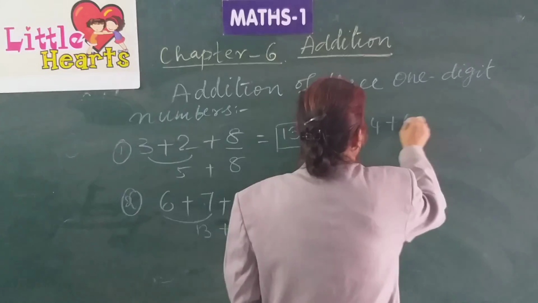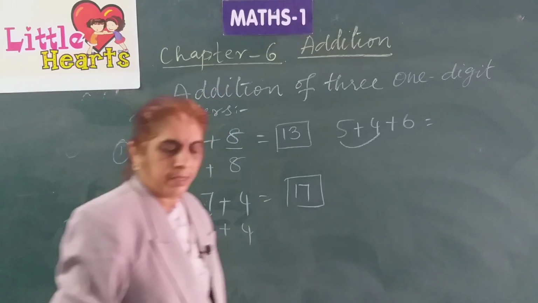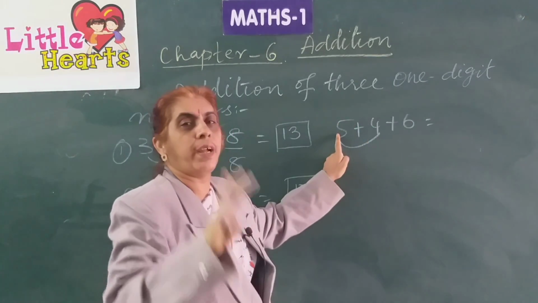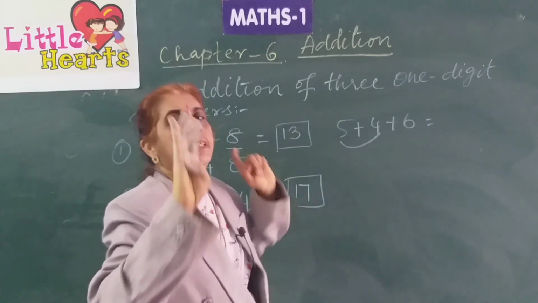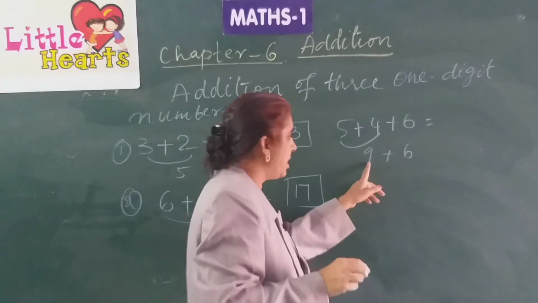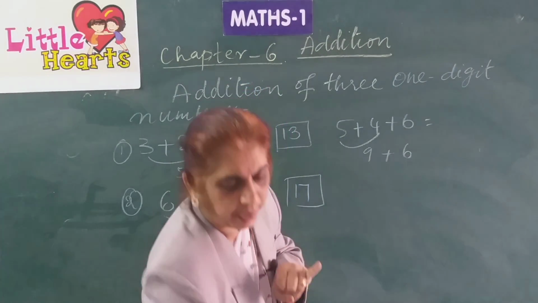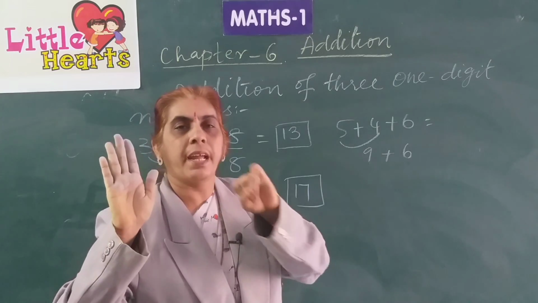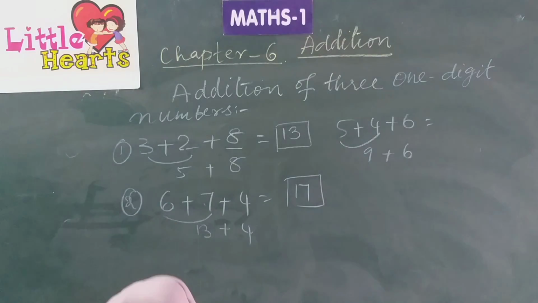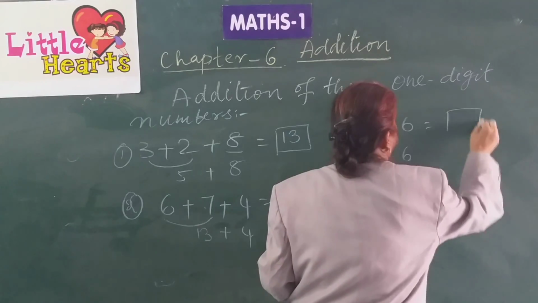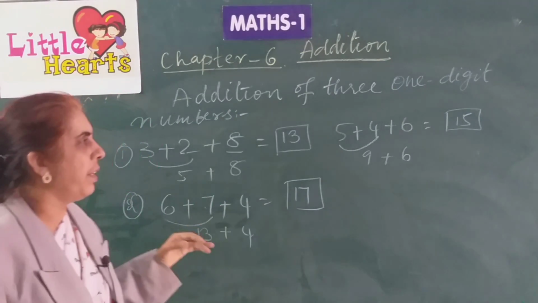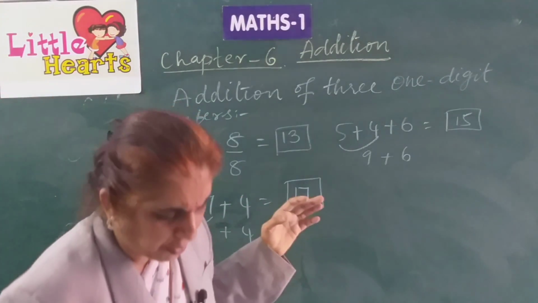Five plus 4 plus 6. Take these two numbers, 5 plus 4. First number is 5. We are adding 4 to 5. Take 4 fingers, count after 5. 6, 7, 8, 9. Plus 6. For this sum, you have to add this 6. Take 6 fingers, count after 9. 10, 11, 12, 13, 14, 15. The sum is 15. So in this way, you can add 3 one-digit numbers by counting forward.